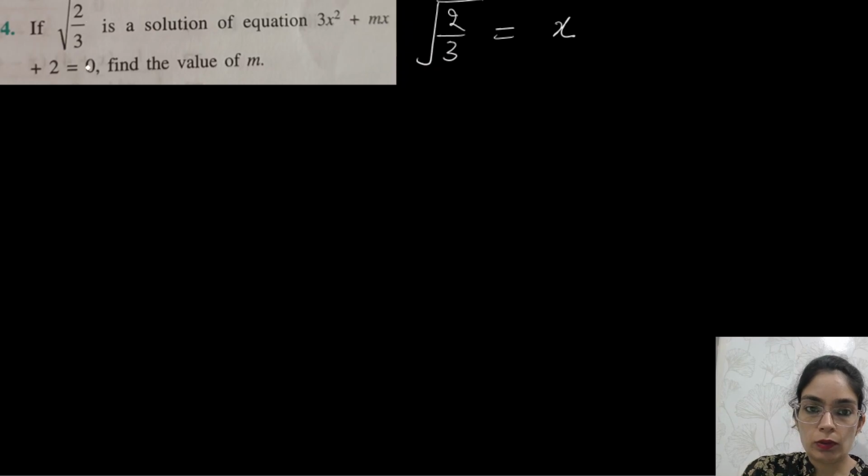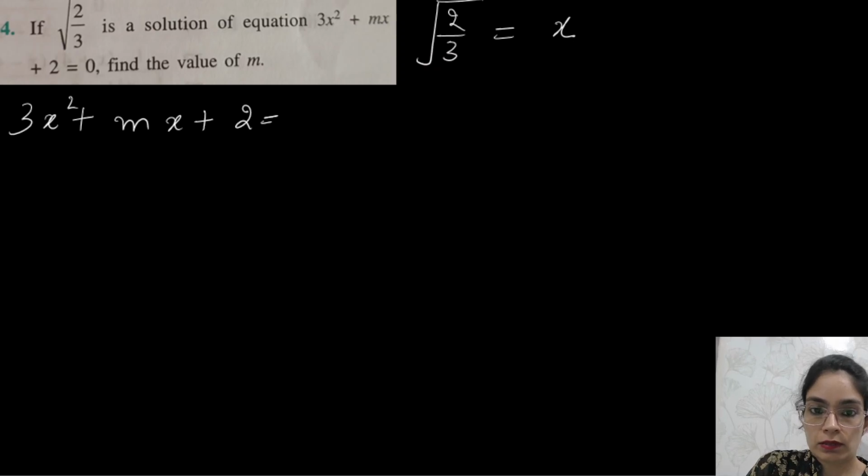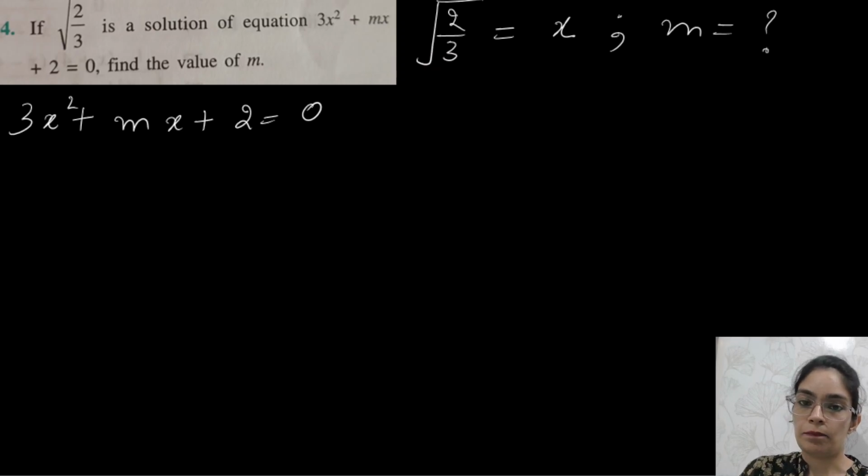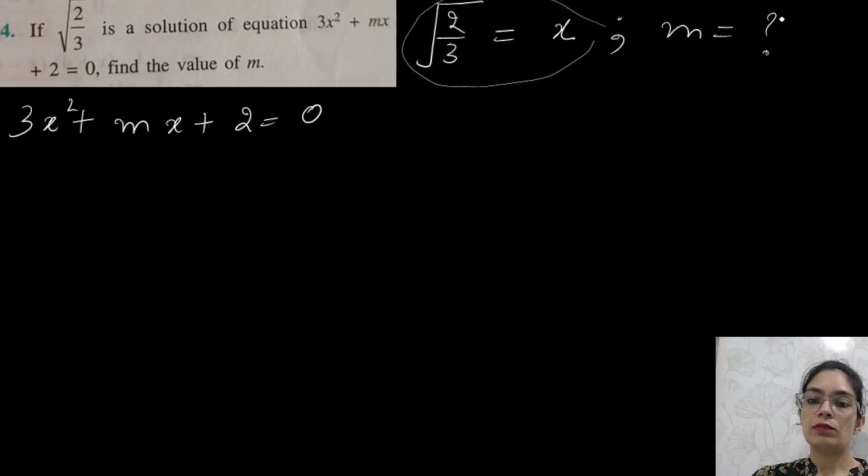So if root 2 by 3 is a solution of the equation, the equation given to us is 3x square plus mx plus 2 equals to 0. Then what we have to do? We have to find the value of m. So first of all, it's very important that we should know what is given to us and what we have to find. In this one, the value of x is given to us. Solution means the value of x, or root also means the value of x. So the value of x is given to us and we have to find the value of the unknown variable.